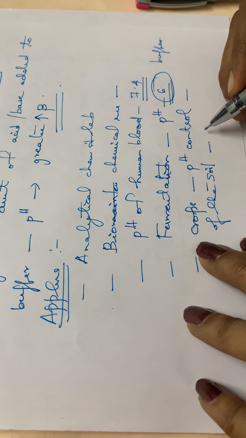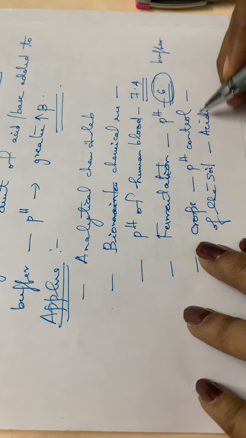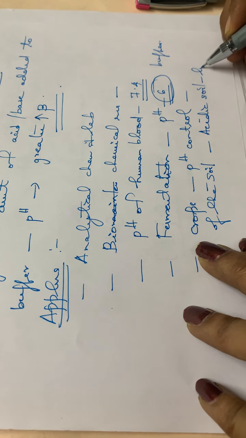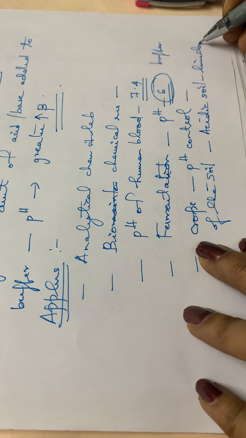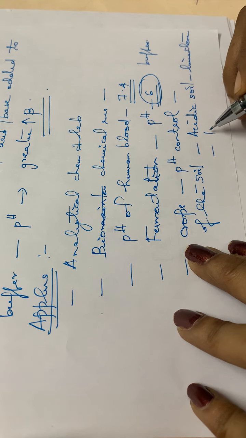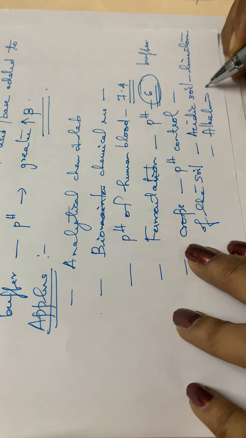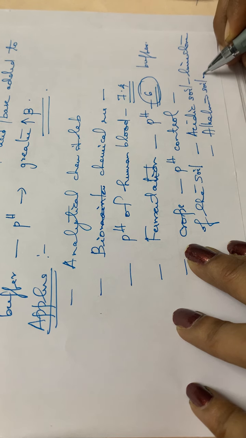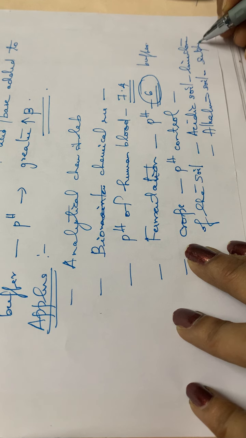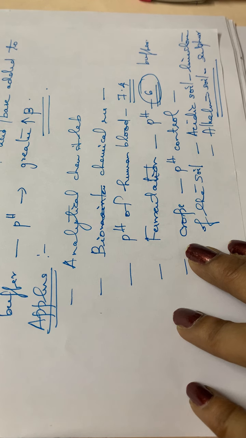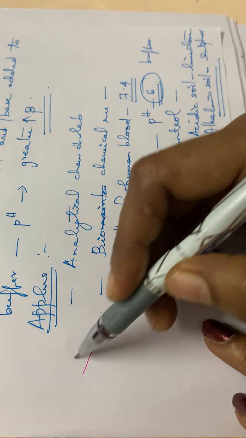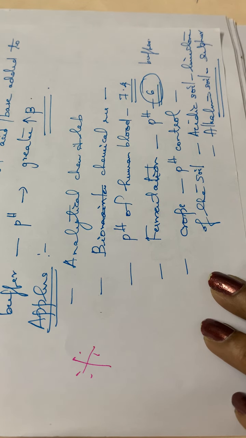And if it is an acidic soil, then limestone is added. You might have seen that, isn't it? And if it is an alkaline soil, then sulfur is added to that particular soil. So these are some of the important applications of buffer. This also you have to read. Sometimes it might be asked.